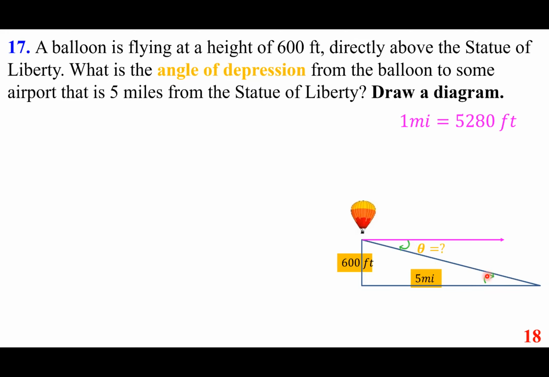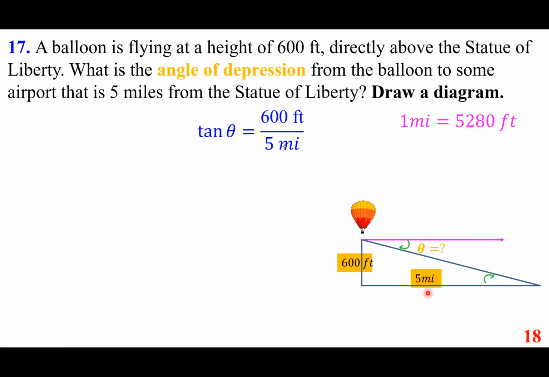And as you can see, these two angles are the same because you have two parallel lines and a transversal. Therefore, the alternate interior angles are identical. So if I can find this one, it's the same as this one. And therefore, tan of theta is the opposite over the adjacent, 600 feet over 5 miles.